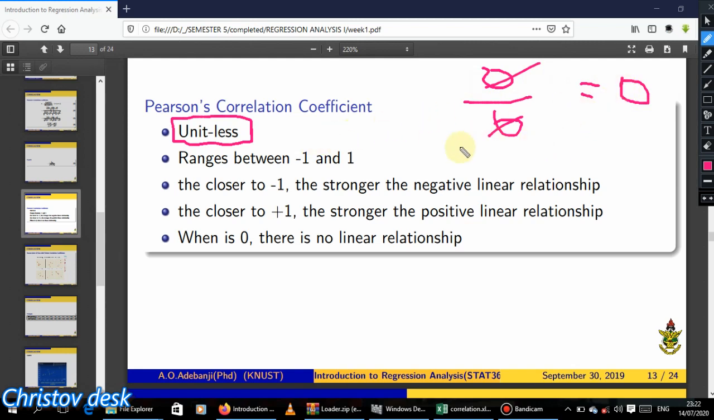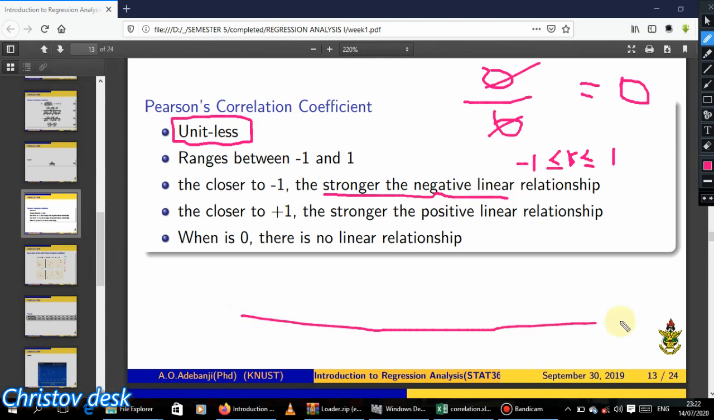Okay, and remember that r is always between -1 and 1. Okay, r cannot go beyond any of that. So if we are very close to -1, we say that there is a strong negative linear correlation. Okay, so if this is the number line, and then we have a 0 here, and then we have a -1 here, and then we have a +1 here.